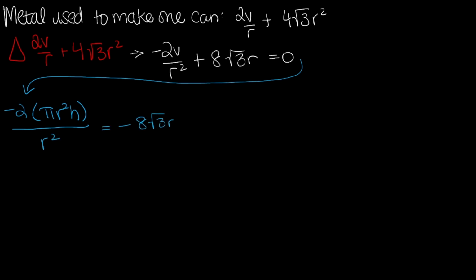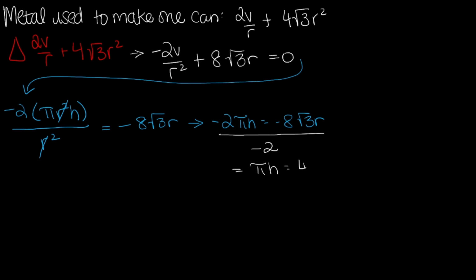We can cancel out the r squared from both sides, making it negative 2 pi times h equals minus 8 square root of 3r. Then we can divide both sides by 2, giving us pi times h equals 4 square root of 3r. Finally, by dividing by r and then pi, we are left with the final equation, h over r equals 4 square root of 3 over pi.